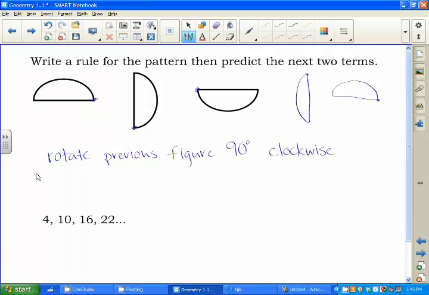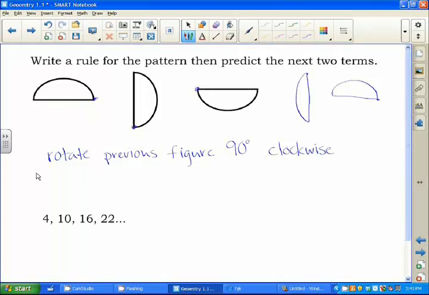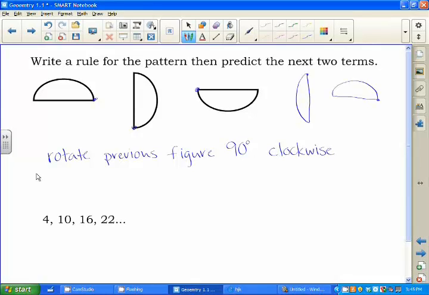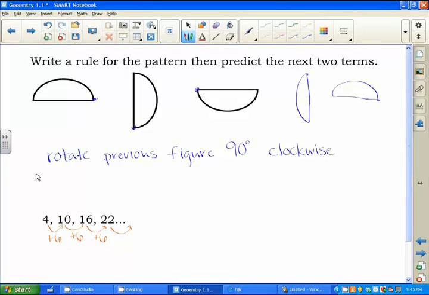Let's look at one last numerical pattern now. First, let's use our strategy from last time and map out the difference between each pair of terms. From 4 to 10, I'm adding 6. From 10 to 16, I'm adding another 6. 16 to 22, adding 6. So I would expect this pattern to continue.